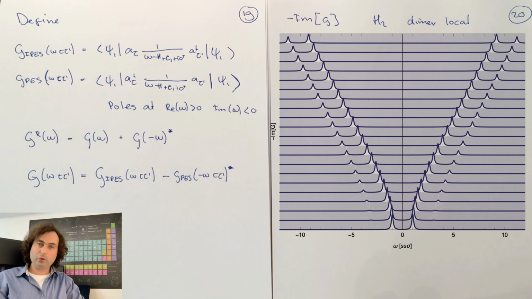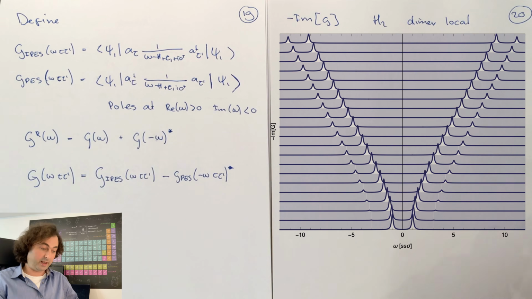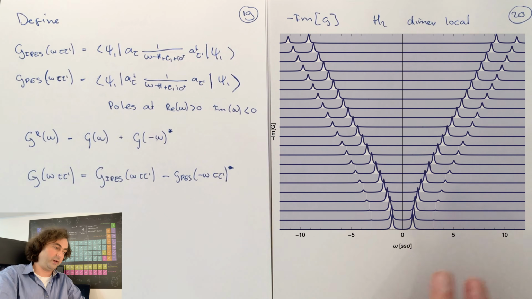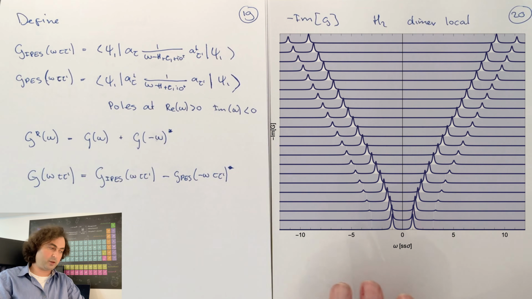Now, when we include Coulomb interaction, you see that first of all the energy that it takes to add or remove an electron becomes larger, and that there are now two ways that you can remove an electron and two ways in which you can add an electron. You can remove the electron either from the bonding or from the anti-bonding orbital, and the energy difference between them is 2 SS sigma.